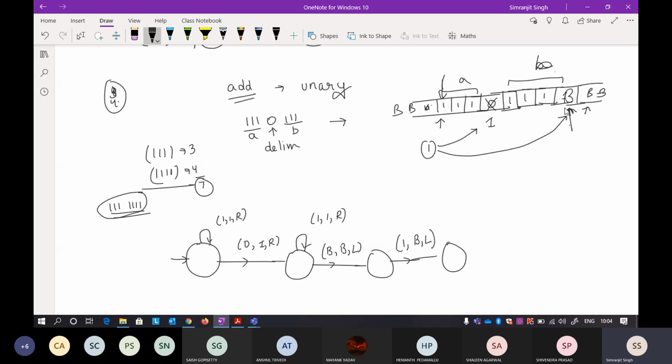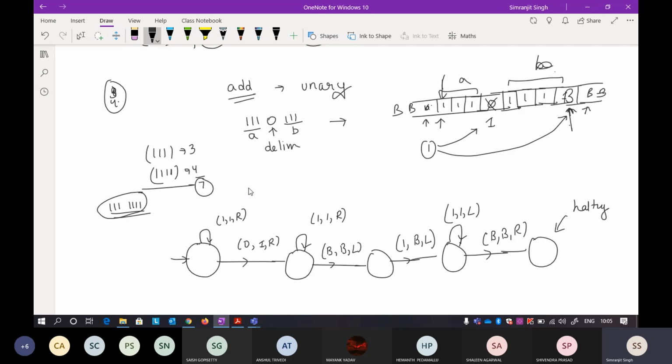Okay, so now it is B, so it will keep moving left, because now all the things have been turned to ones. When there is a one, keep the one as it is and keep moving left until you get a blank at the extreme left hand side. When you get a blank at the extreme left hand side, you just move one step right. When there is a blank, keep the blank as it is and move towards the right. Now this will be your halting state.